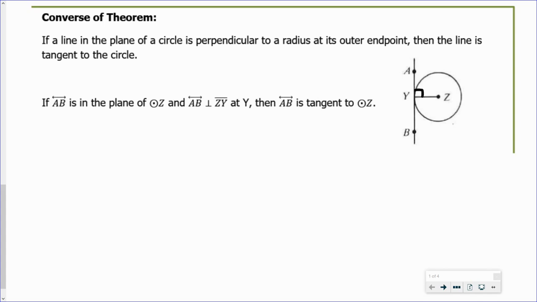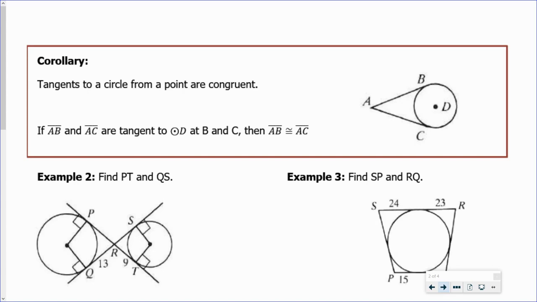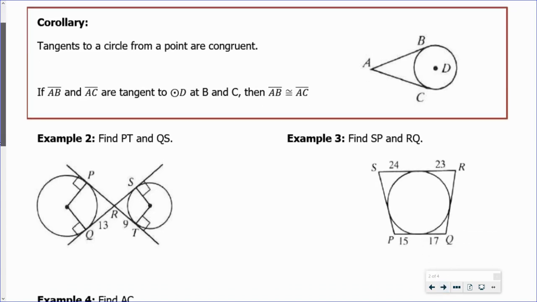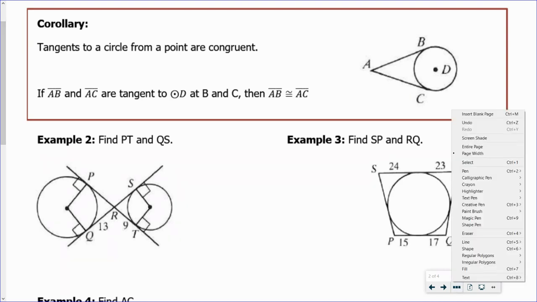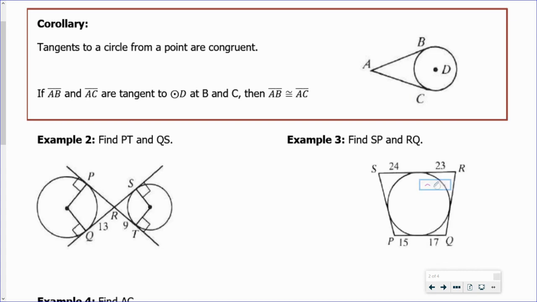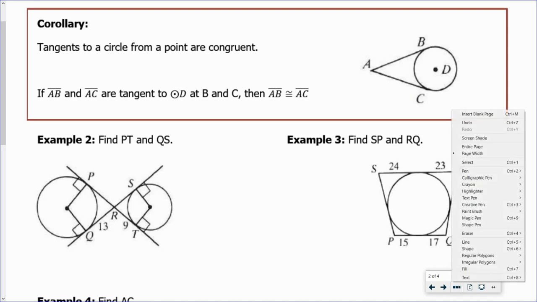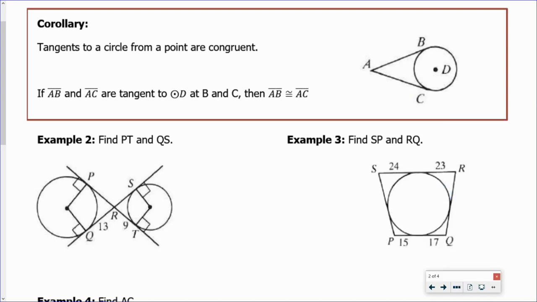Now, from the converse of that theorem, we can look at this corollary. The corollary reads, tangents to a circle from a point are congruent. So I want to take a look over at the diagram and explain why this is true. Basically what we want to show is that line segment AB and line segment AC, let me highlight those for you, are congruent. So that's what we want to prove.